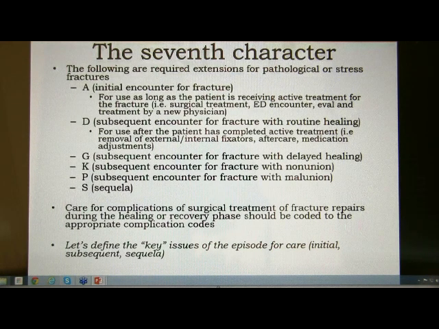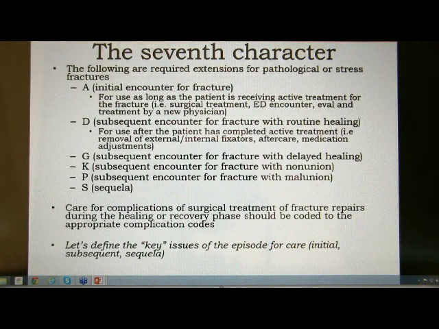So our initial episodes of care, like we said, we're actively treating. We're taking them to surgery the first time they're seen in the ER or the first time you're seeing them in the clinic for that fracture. Subsequent, every time we're seeing them after for routine healing, delayed healing, or non-union or malunion, we'll use those subsequent encounter codes.